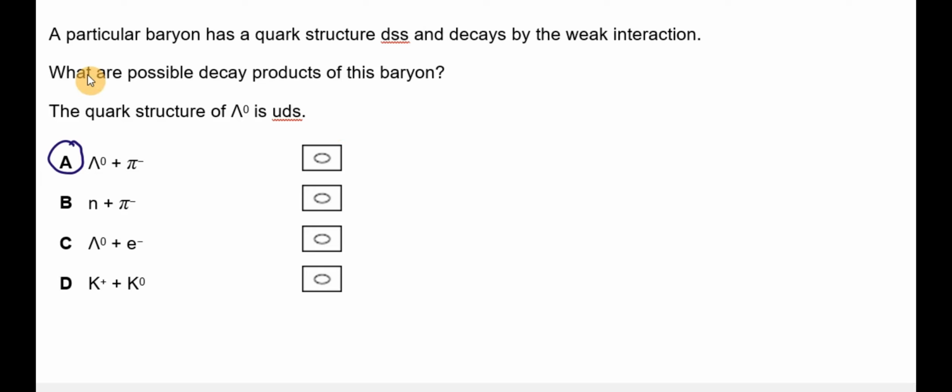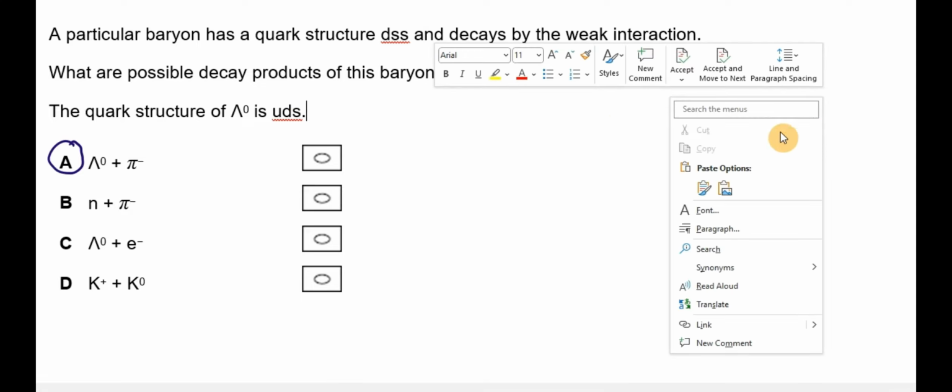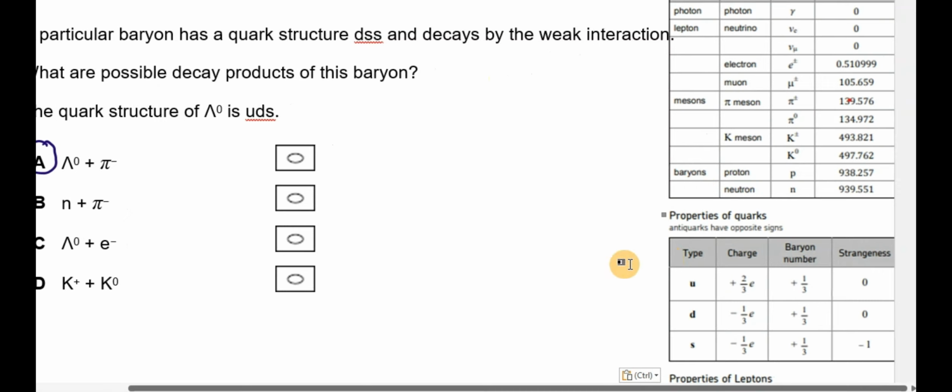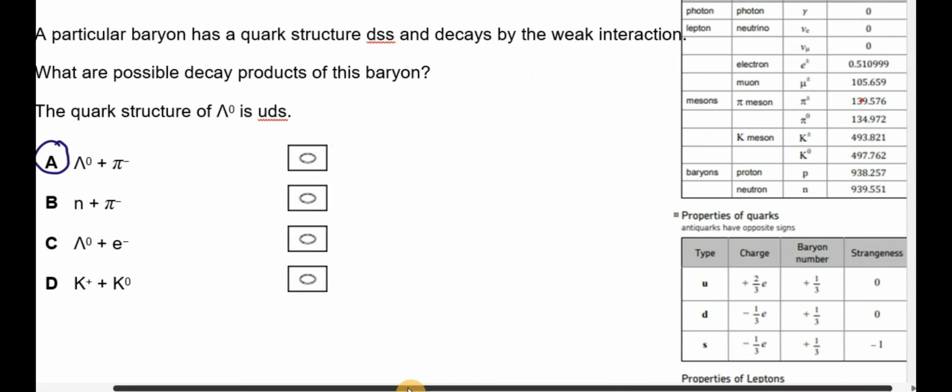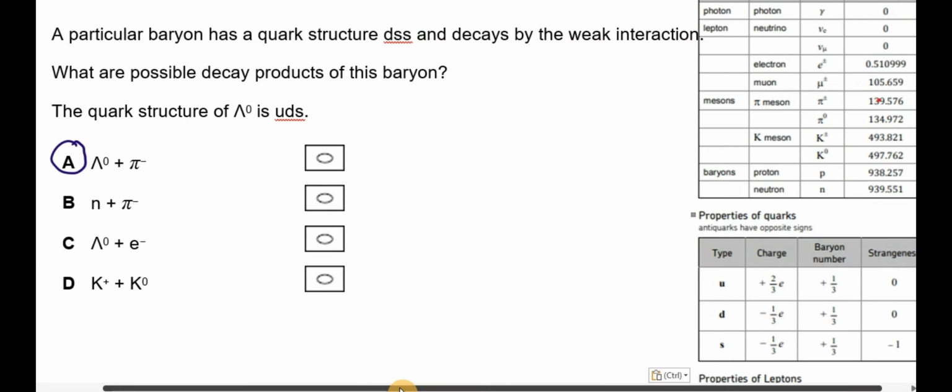So, a particular baryon has a quark structure down, strange and strange, and decays by the weak interaction. What are the possible decay products of this baryon? The quark structure of sigma plus is up, down, strange. To answer this question, we're going to need to use the data sheet. So I'm going to paste into this the relevant section of the data sheet and now start working through the question.